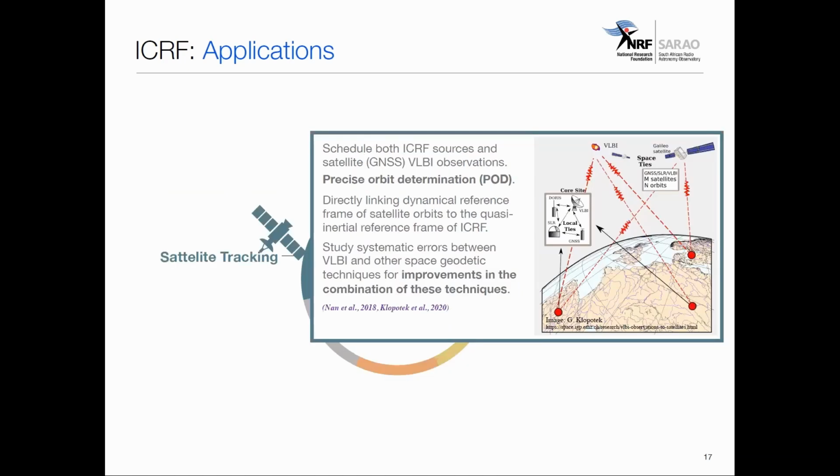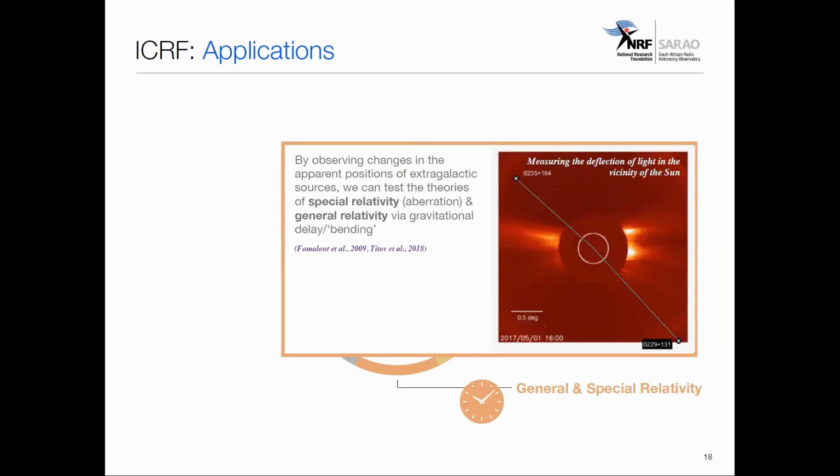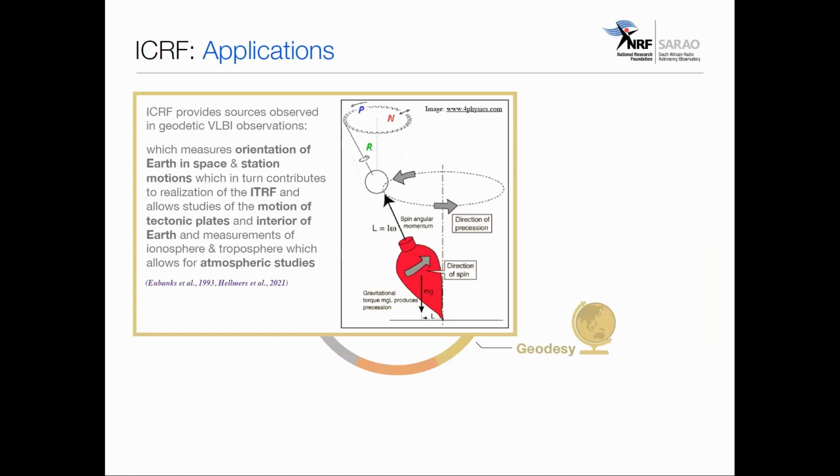Then there's satellite tracking, getting precise orbit determination for satellites, for our GPS satellites, using ICRF sources. And also, by observing the changes in the apparent positions of extragalactic sources, we can test the theories of special relativity, general relativity. And then, of course, the ICRF provides the sources that we use in geodetic VLBI.